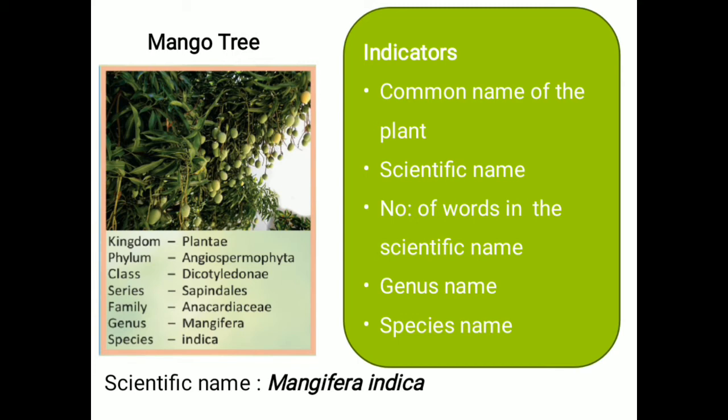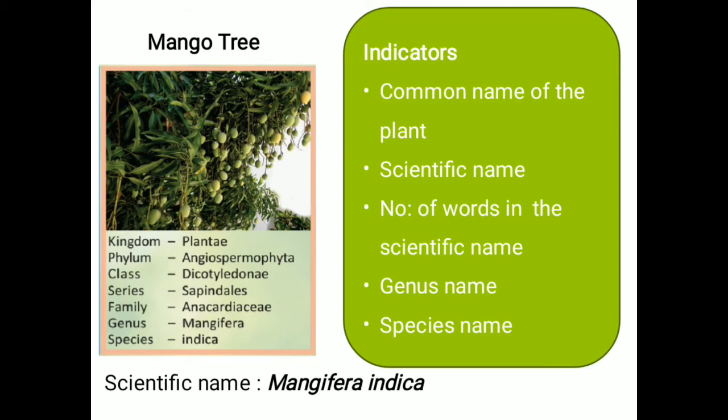So you have identified that the scientific name for mango tree has two words, and among the two words, the first name Mangifera is the genus name and the second word, indica, is the species name. So this is what is binomial nomenclature.